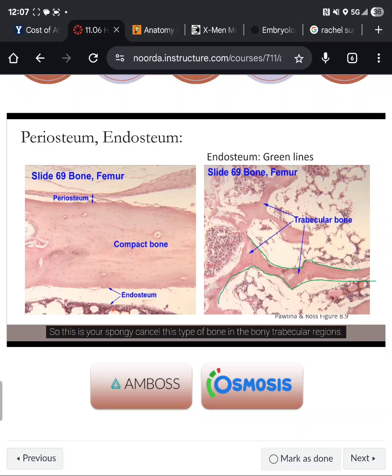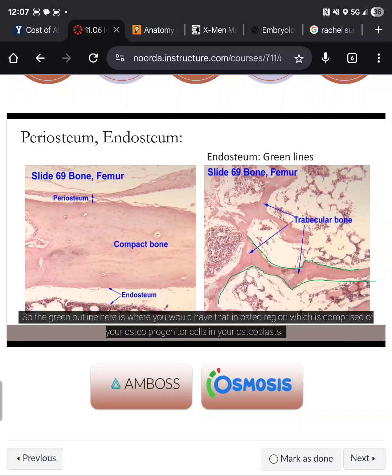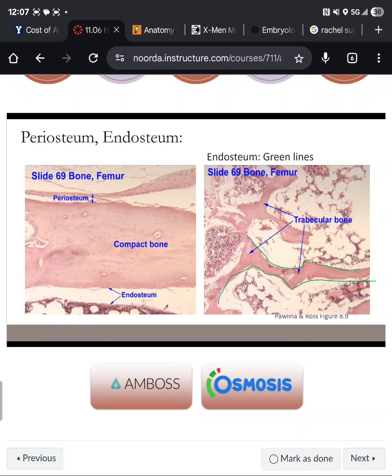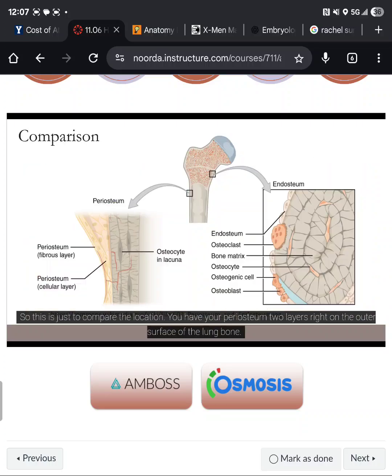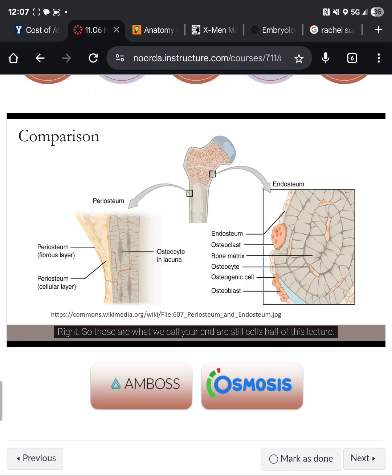So this is your spongy cancellous type of bone in the bony trabecular regions. The green outline here is where you would have that endosteal region, which is comprised of your osteoprogenitor cells and your osteoblasts. So this is just to compare the location. You have your periosteum, two layers, on the outer surface of the long bone, and then your endosteum, which are these cells here that are lining the bony trabeculae, separating the bone trabeculae from the marrow surface. So here you have your osteoclast, you can have your osteogenic cells or your osteoblast, right? So those are what we call your endosteal cells.